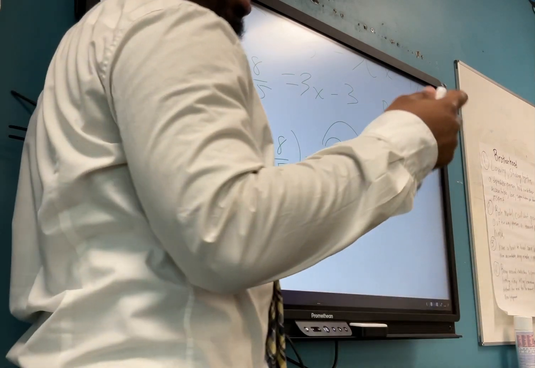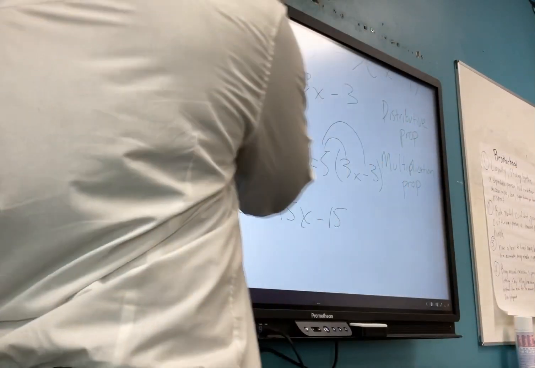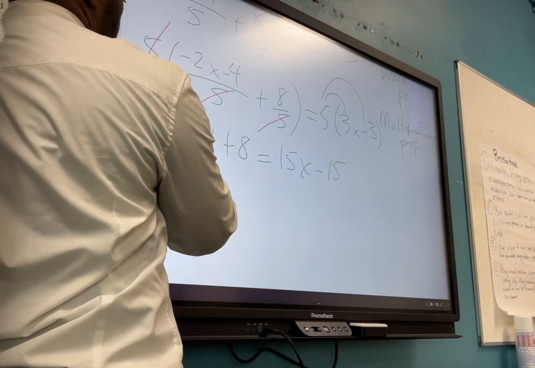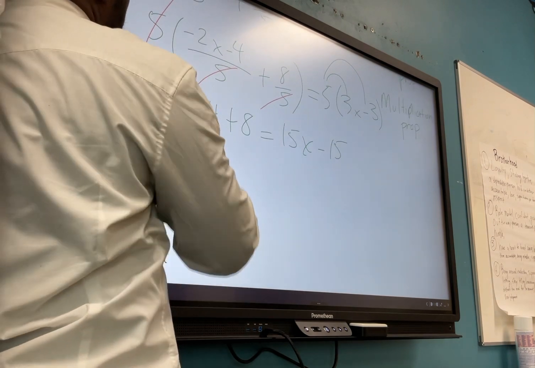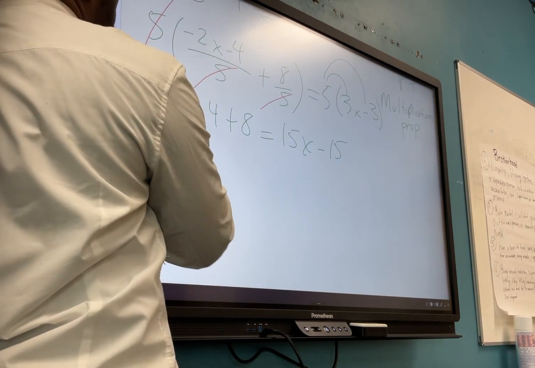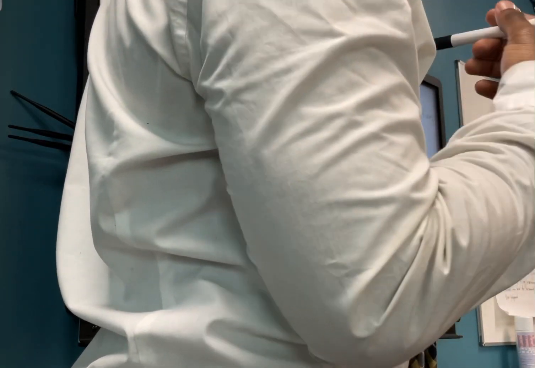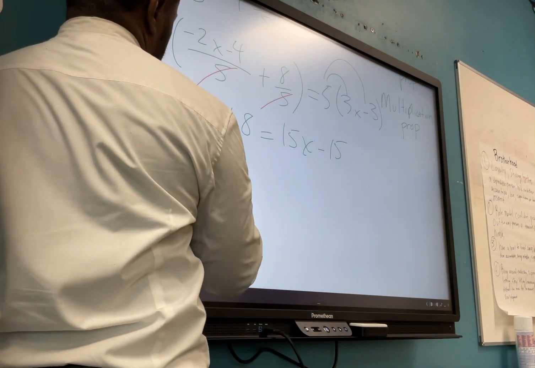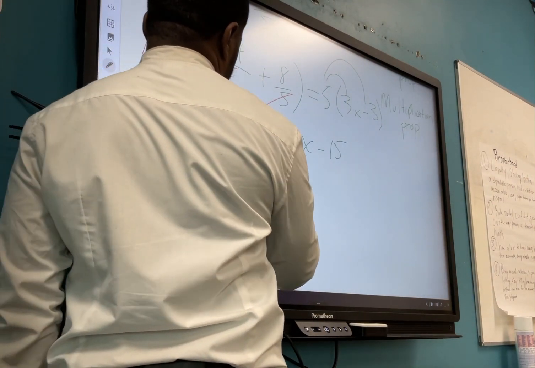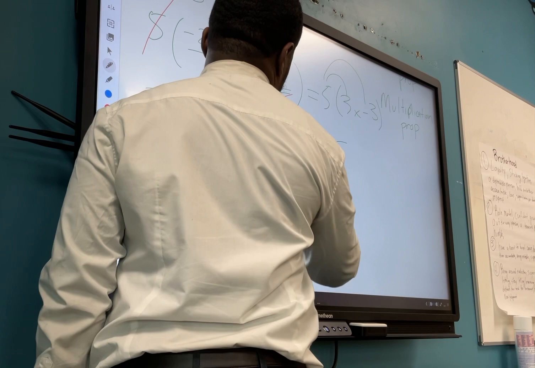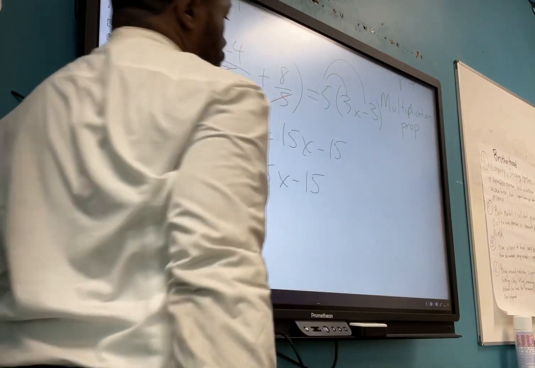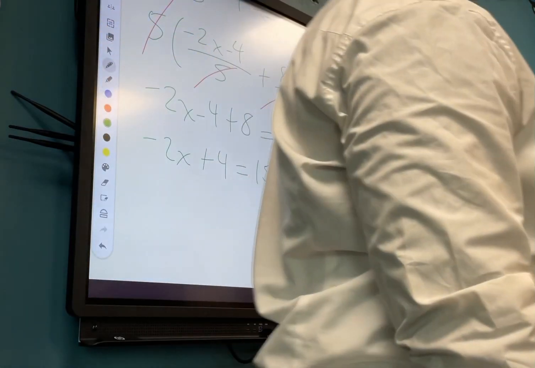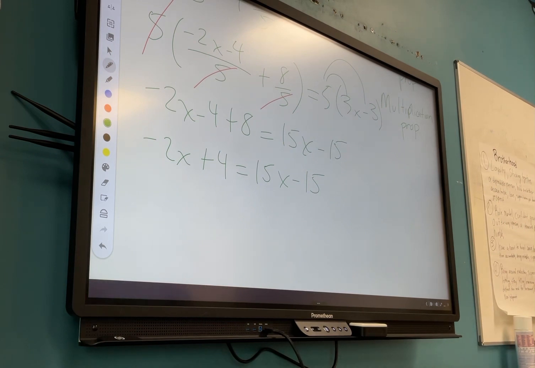What's negative 4 plus 8? They go in the opposite directions. So there's another way. I want you to think about it as 8 minus 4. What's 8 minus 4? 4. So you rewrite the equation as negative 2x plus 4 is equal to 15x minus 15. So now for this step here, we could apply the property. What property would you apply?